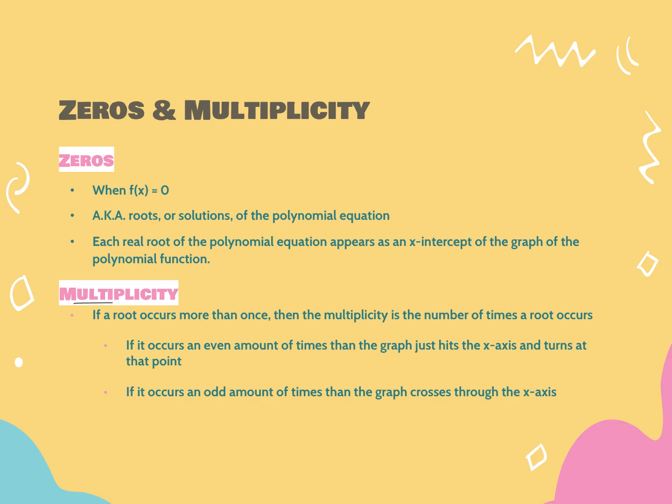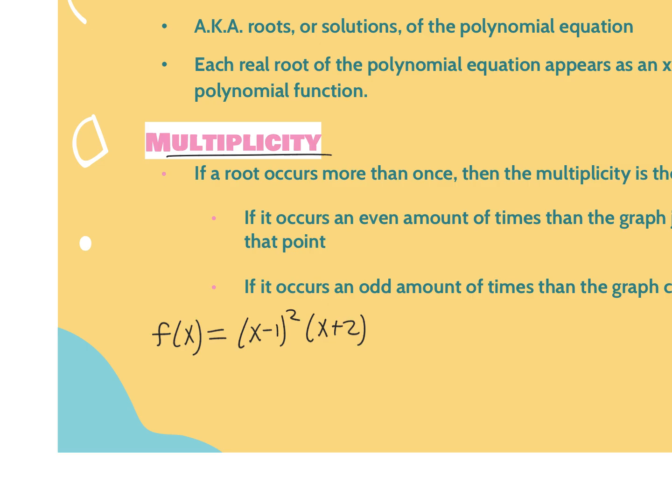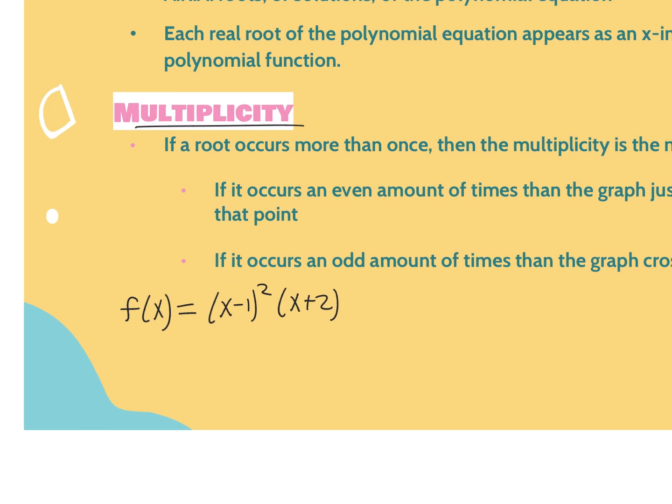Multiplicity is the new concept that might be a little bit strange. So think about this. Let's say I gave you a polynomial (x minus 1) squared times (x plus 2). If I asked you to find the zeros of this polynomial, it would be pretty easy. All we would have to do is set this equal to 0, and because it's already factored for us, we just set each factor equal to 0. So I get (x minus 1) squared equals 0, and x plus 2 equals 0.